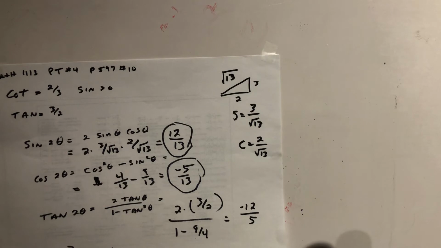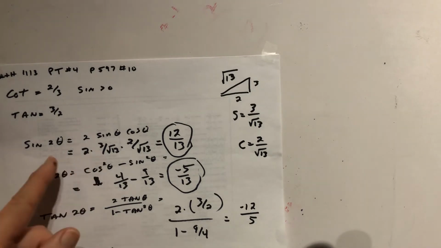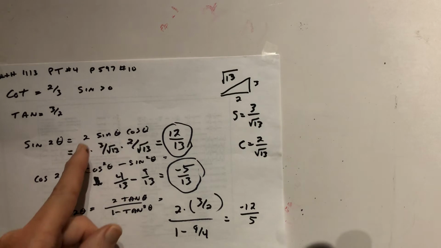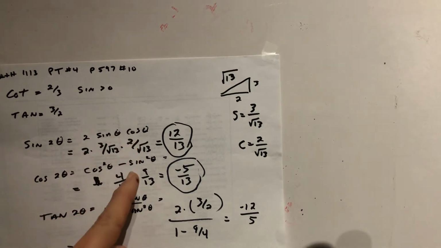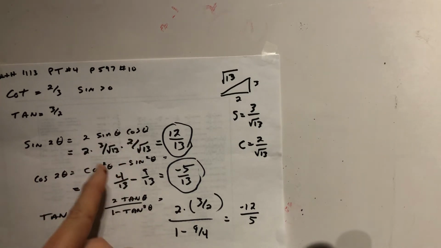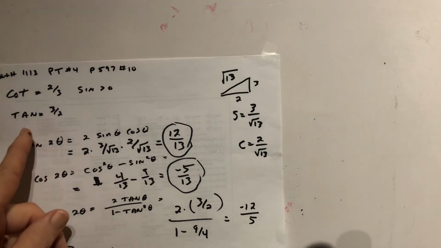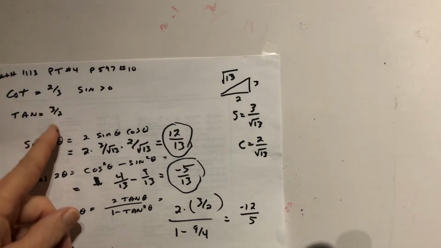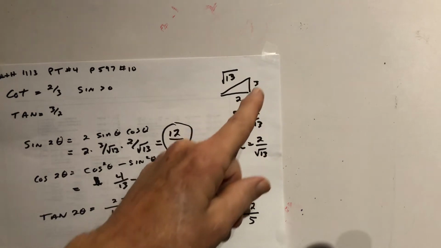So look in your formula sheet. The first one's the easy one. Sine of 2 theta is 2 sine theta cosine theta. Well, we don't know either sine or cosine, but we know the tangent, which is opposite over adjacent, so that's 3/2.